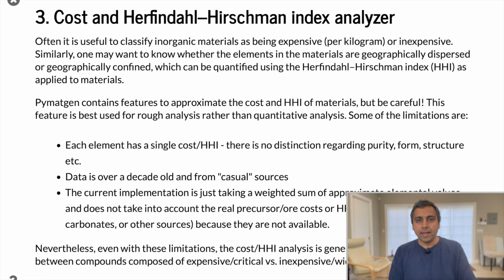All right, so feature number 3 is cost and HHI analysis. And this is to determine if the compound that you're looking at is going to be an expensive compound, or whether it's going to contain critical elements in it that are geographically confined and may be difficult to source. And so this is a very rough analysis that's implemented in pymatgen. Nevertheless, it can be useful for just categorizing or grouping compounds into, okay, this is probably going to be really expensive or probably going to be relatively cheap.